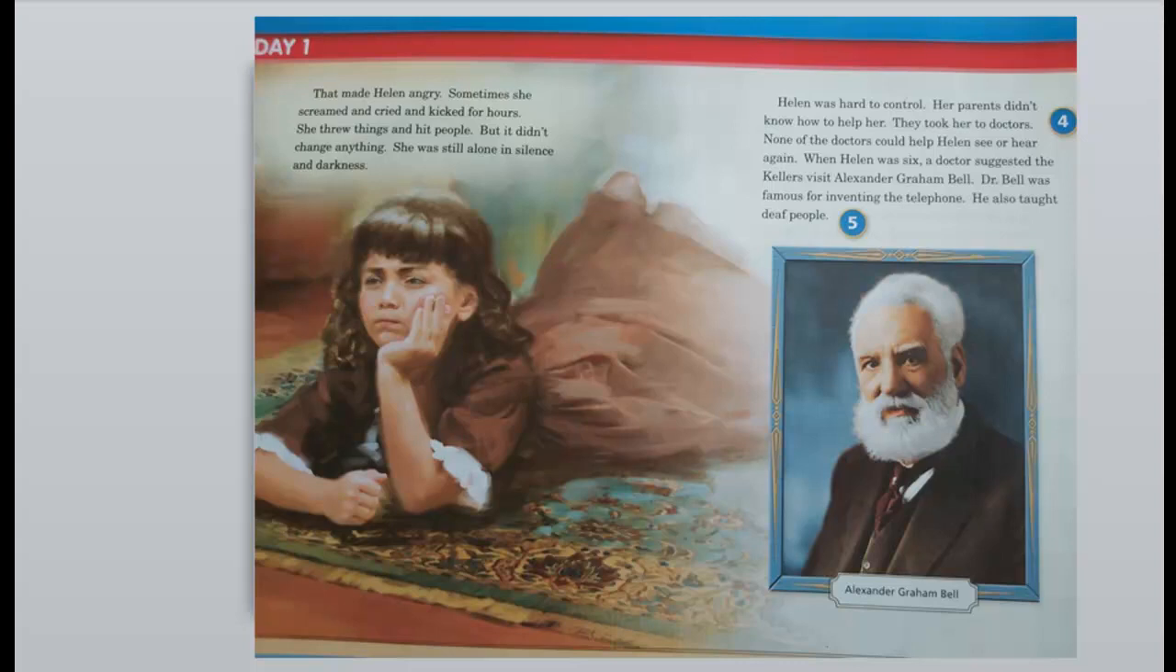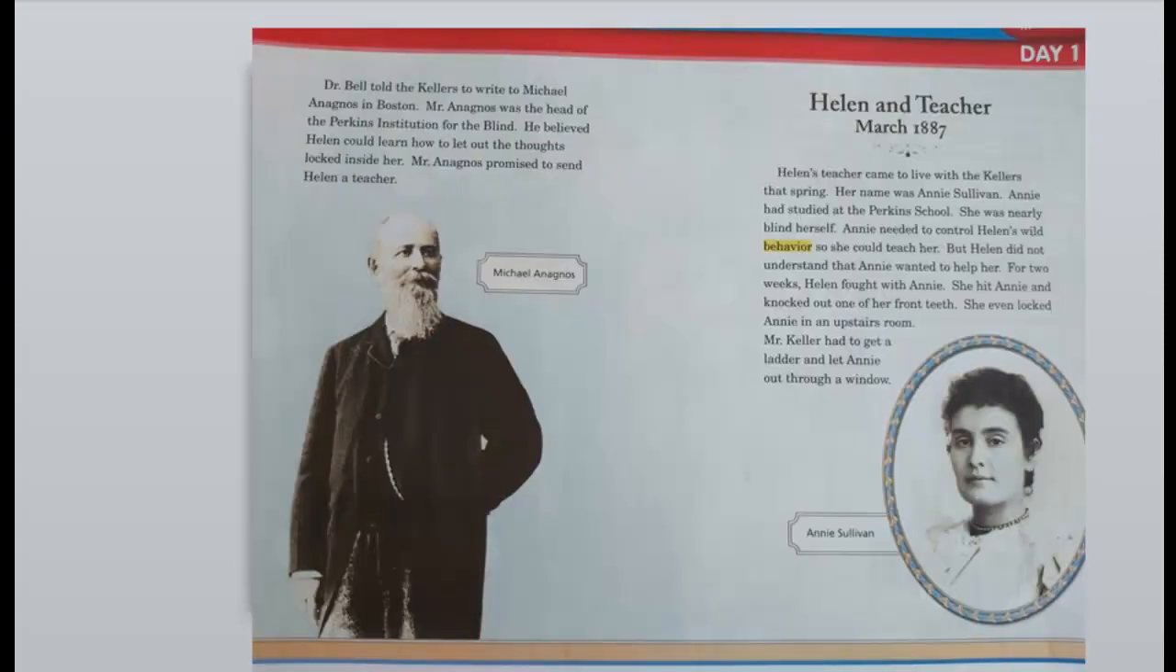Okay? So, what was the suggestion, guys? To visit Alexander Graham Bell. Okay, Dr. Bell was famous for inventing the telephone. He also taught deaf people. So Alexander Graham Bell was famous for what, guys? For inventing the telephone. Perfect. And he also taught deaf people. Okay. Now let's continue what happened.